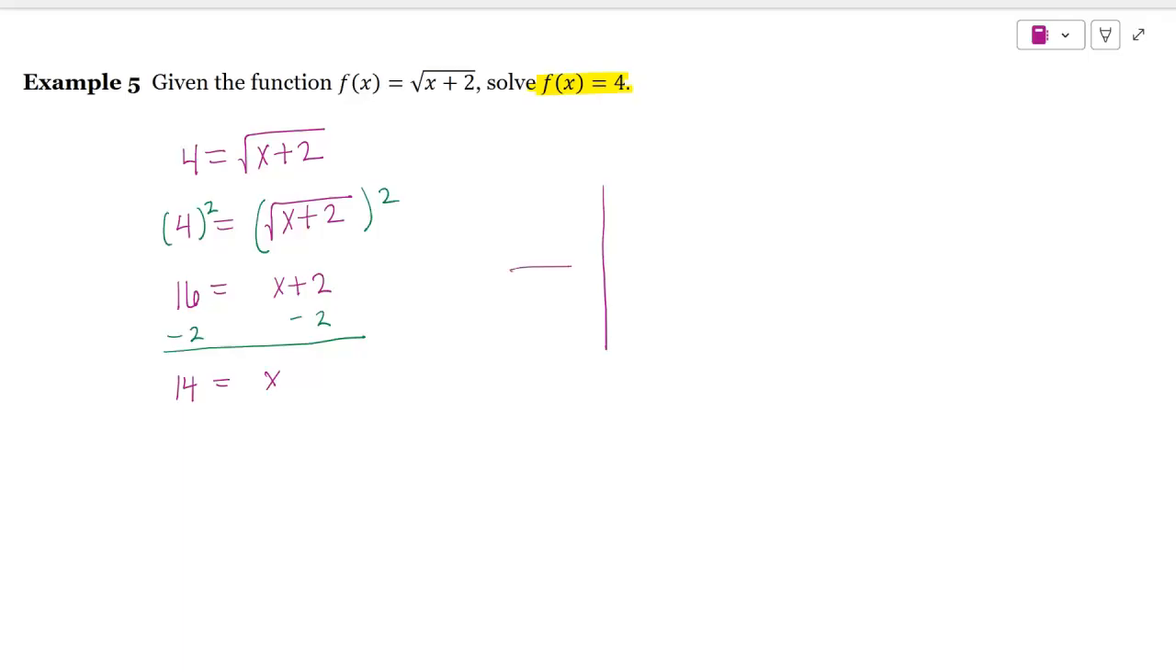This function is a graph that looks like this. And so it's saying that when we plug in 14 for x, the output value that we're getting is 4.